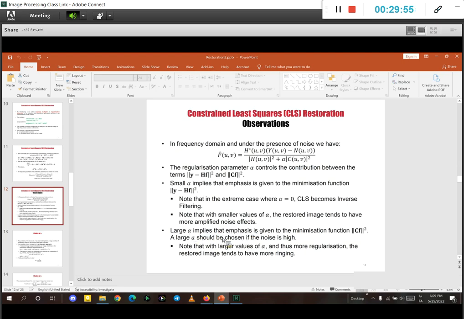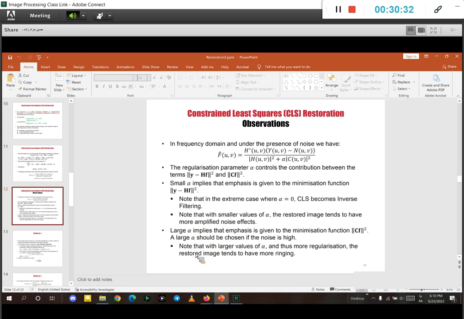Large alpha implies that emphasis is given to the minimization function of ||CF||², where H was 0 or was bad. We choose alpha large. A large alpha should be chosen if the noise is high. The second item here, H small or 0, is very bad. In these cases we choose alpha large.